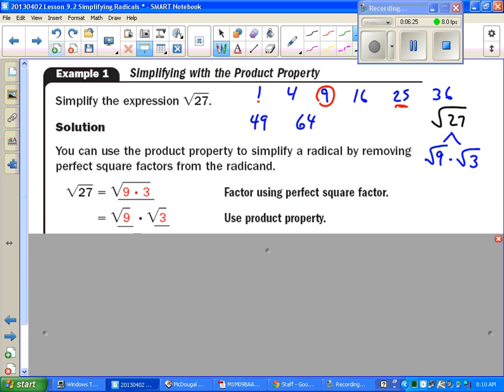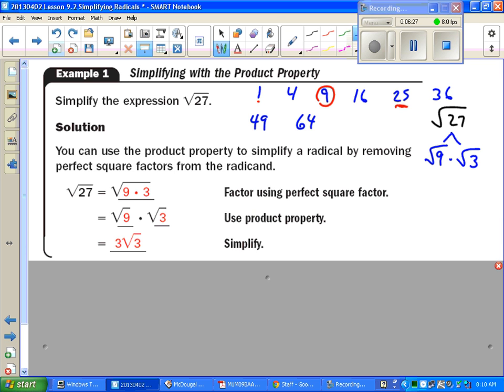And then the square root of 9 is simply the number 3. Notice here, it comes out of the radical symbol. It just gives you the value 3 times the square root of 3.